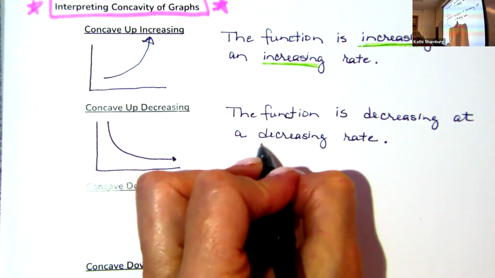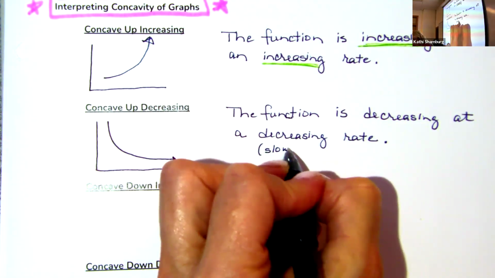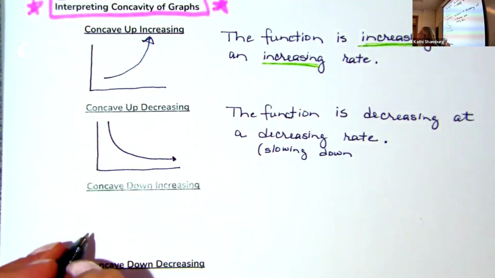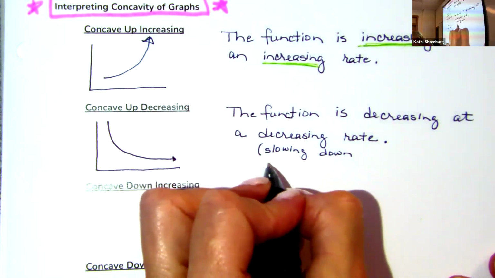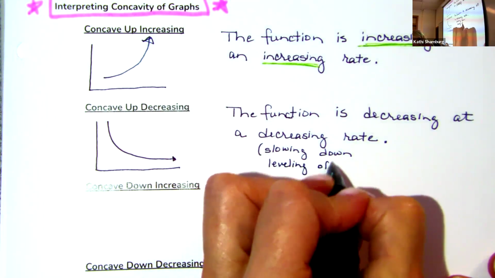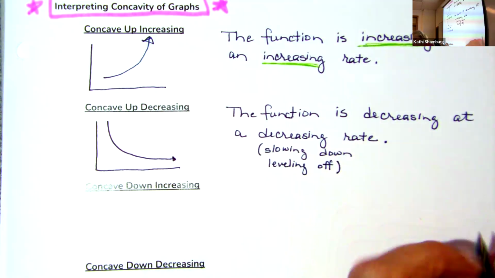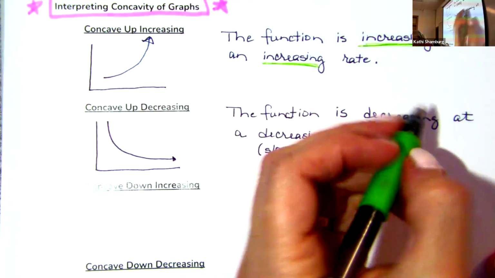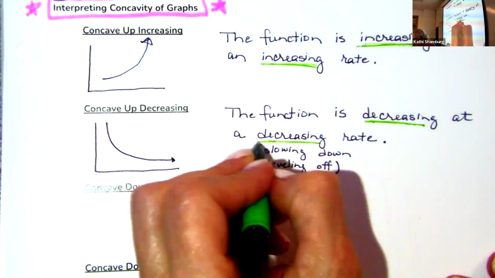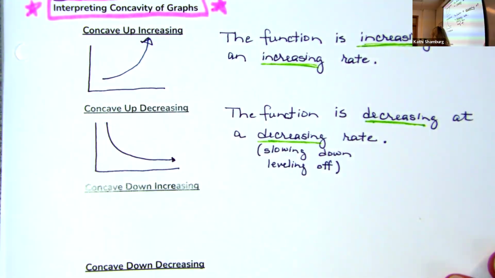So a decreasing rate means it is slowing down, which, what would that look like on your graph? Your graph is leveling off. And so again, I'm looking to know that you know the graph is decreasing and that it is at a decreasing rate.